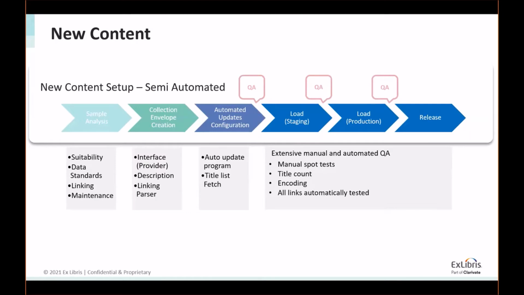On production, we load the same batch of content, and again, we check the title count versus the title list. We verify no encoding issues, and again, we run the link checker. These two steps, again, are to assure that the data is being released to customers in the best form and as high quality as we can.